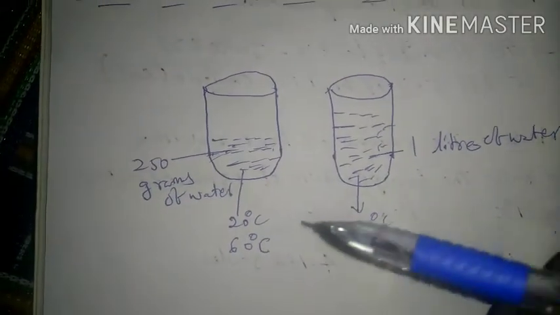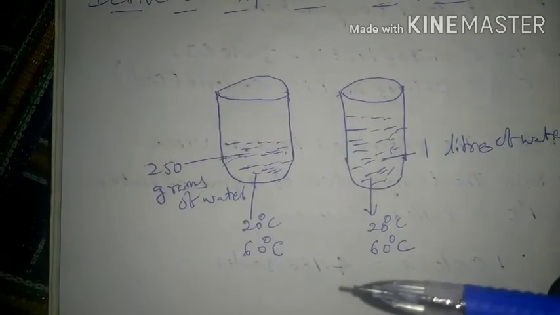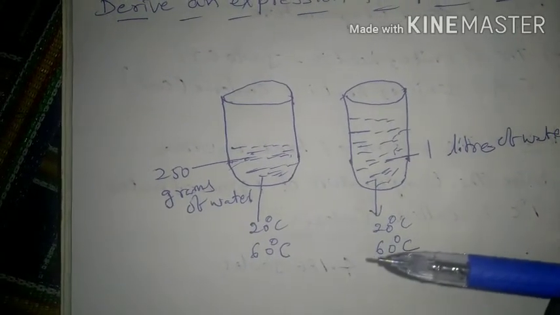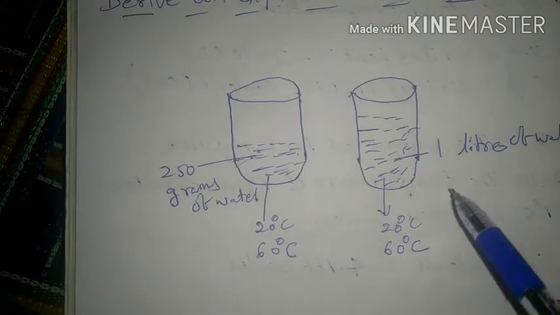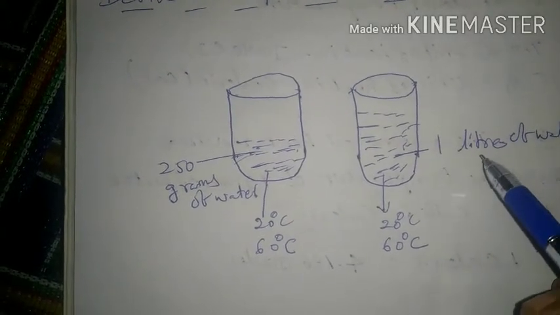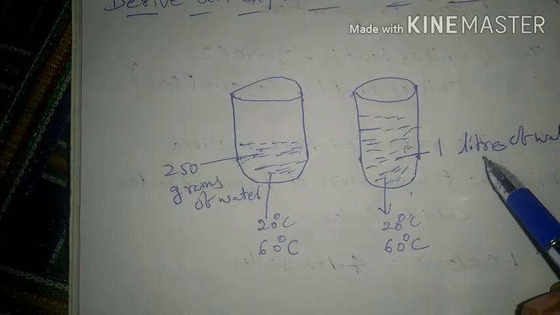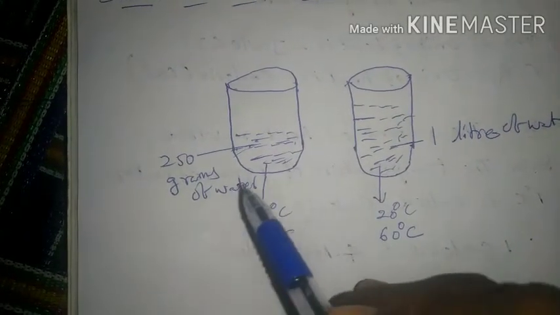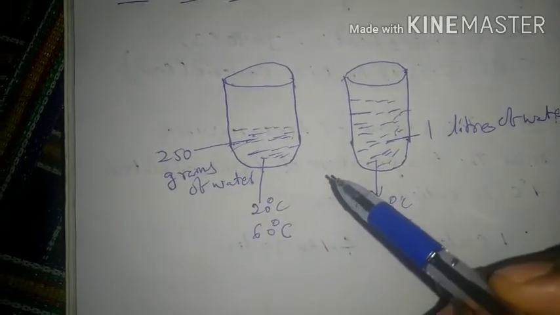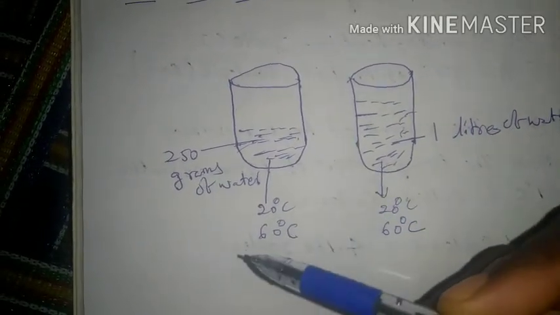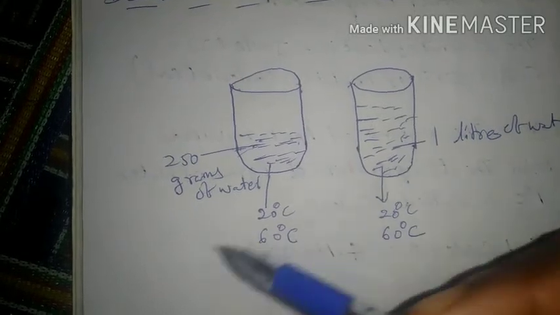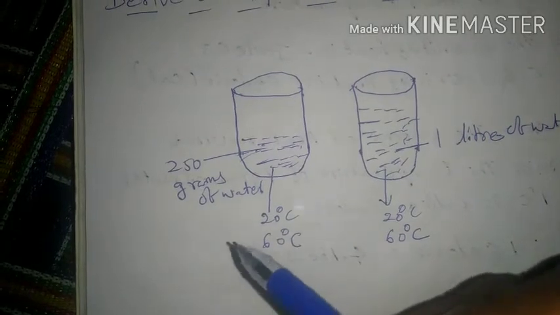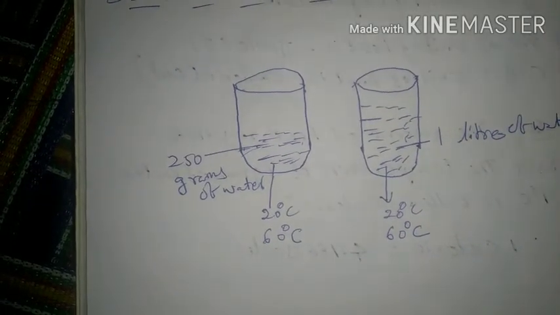Now you will notice that you need more time to raise the temperature of 1 liter of water when compared to 250 grams of water. That means you need to supply more heat energy to a greater quantity of water than to a lesser quantity of water for the same change in temperature.